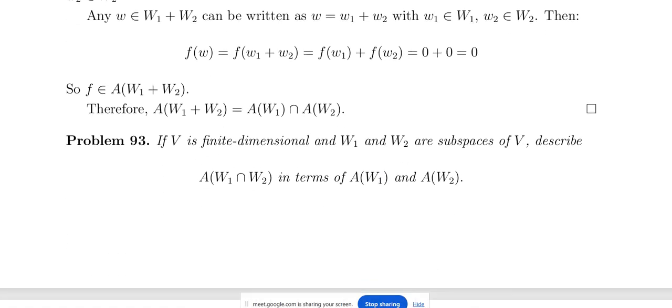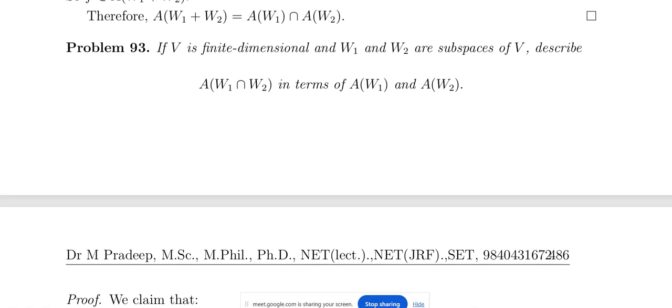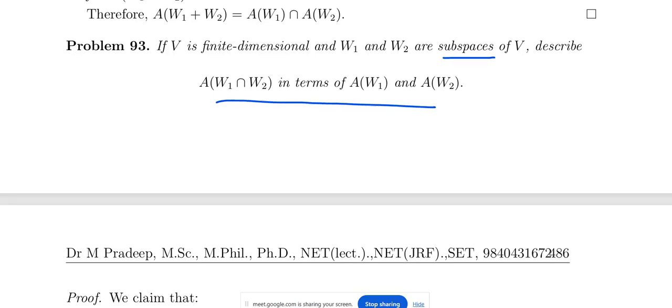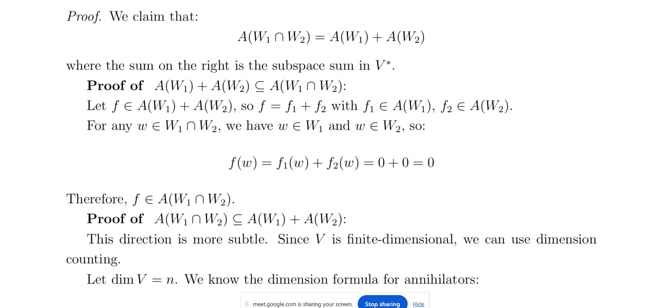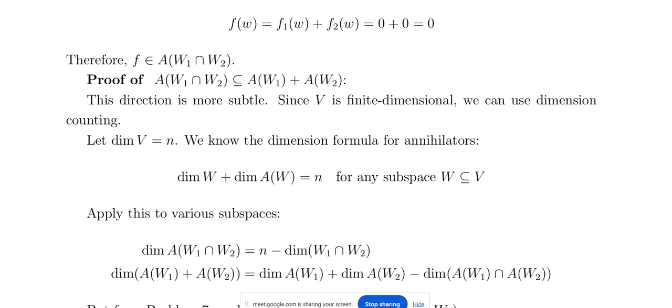Similarly, for finite dimension and W1, W2 subspaces of V, A of W1 intersection W2 in terms of A of W1 and A of W2 is also equal. That is the same proof.